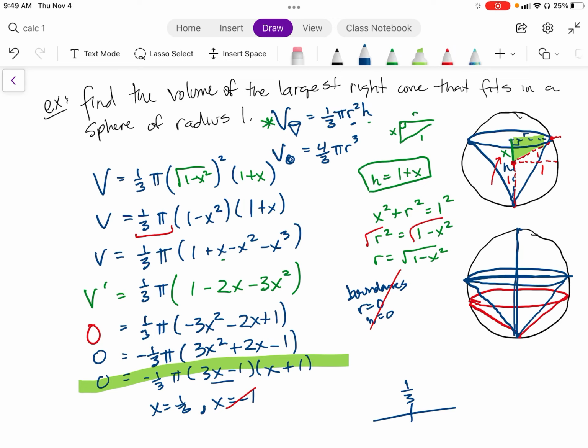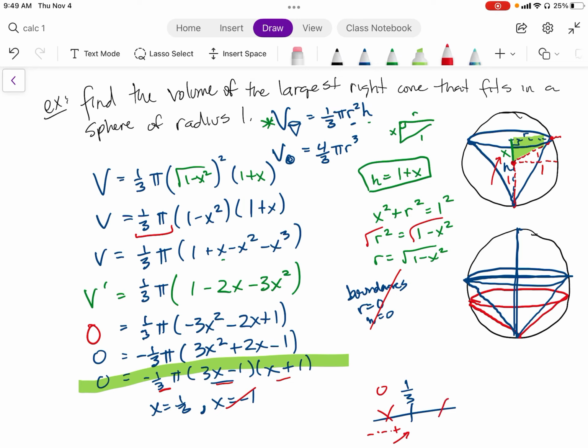check your boundaries. Again, we want to make sure this is a max because we're trying to maximize volume, right? Find the largest volume. So I could check 0, right? All I care is, do I get a positive or negative? So I'd have a -1/3 pi, so a negative, plug in 0, we'd have a negative, plug in 0, we'd have a positive. Negative times a negative times a positive is positive, so increasing.